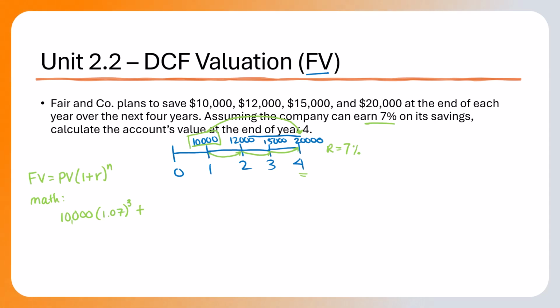Next, we'll shift the $12,000, and when we shift it, it will jump 2 times to the future. So we will multiply this one by 1.07 raised to the 2. The last cash flow here that we need to move is the $15,000. We will simply multiply that by 1.07. And then last but not least, we will add the $20,000, because the value of $20,000 at the end of year 4 is simply $20,000. Let's go ahead and use our financial calculators.